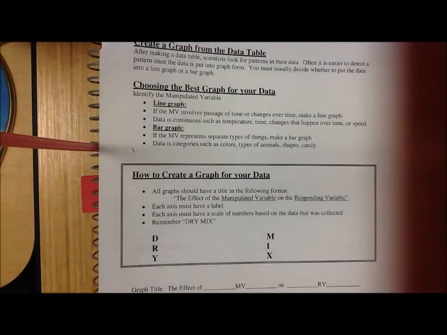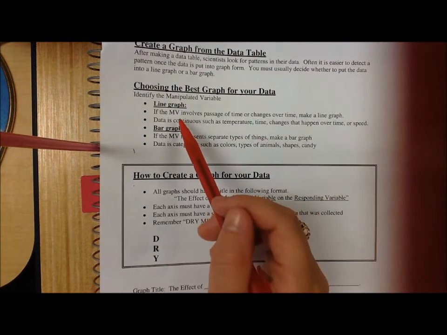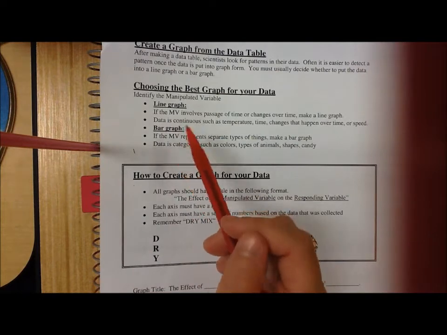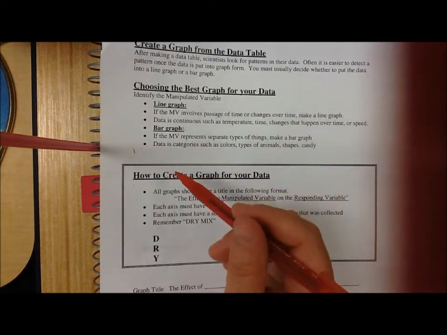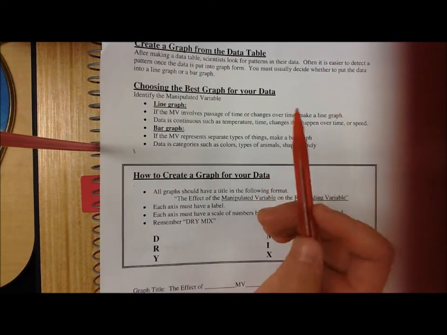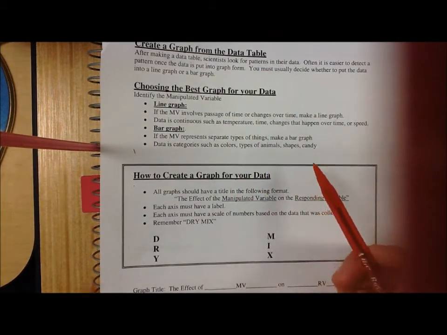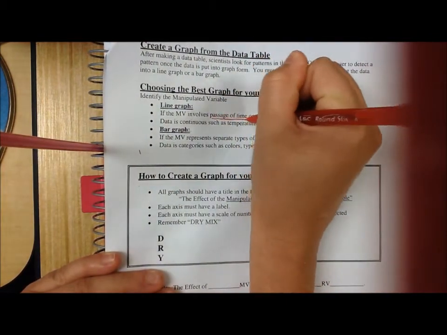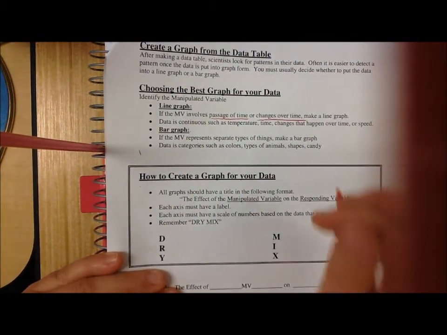Okay, so the first thing we're going to need to do when we talk about which kind of graph we want to use is find out if it's going to be a line graph or a bar graph. The first thing you are going to do is look at the manipulated variable. If the manipulated variable is a change over time, whether that's seconds, minutes, hours, days, months, years, it is going to be a line graph. So please underline change over time or passage of time and a line graph.